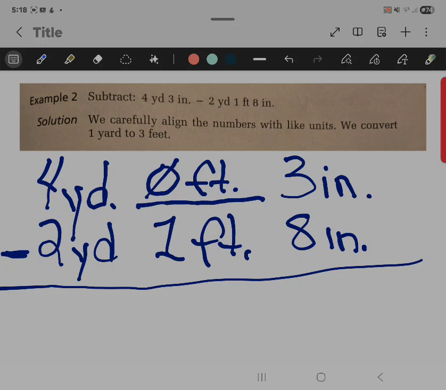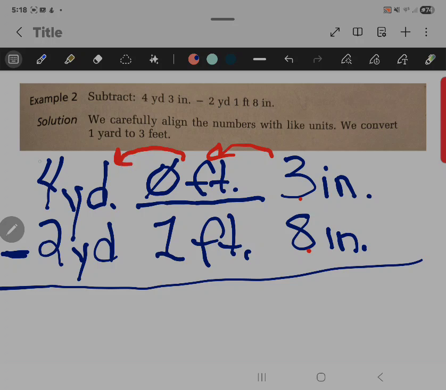All right, so we're going to use the same process that we did on the last question. We're going to use a little bit of borrowing next door in order to solve this question. First of all, we can't subtract 8 inches from 3 inches, right? We can't subtract 8 from 3. So we have to borrow from next door. Well, the problem with that is we can't borrow from next door because we have 0 feet. So we're going to have to go even further next door to the yards.